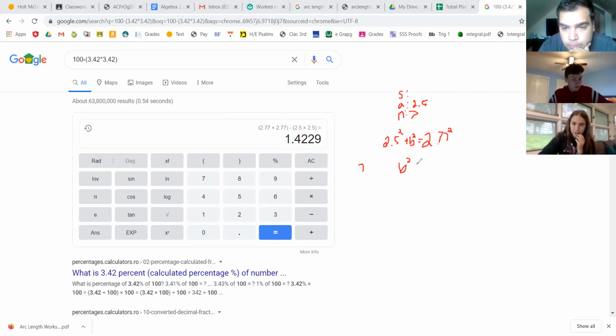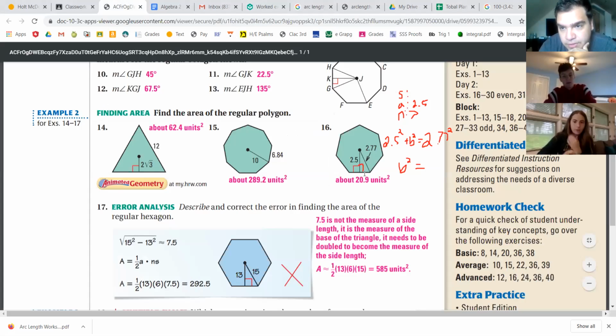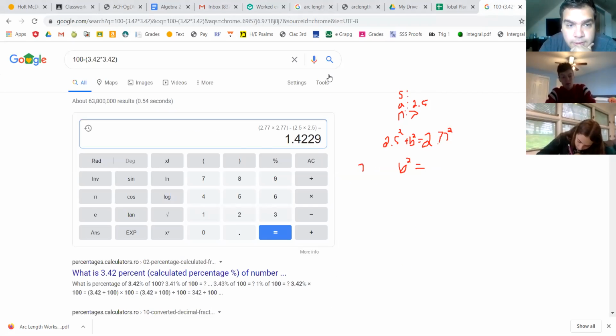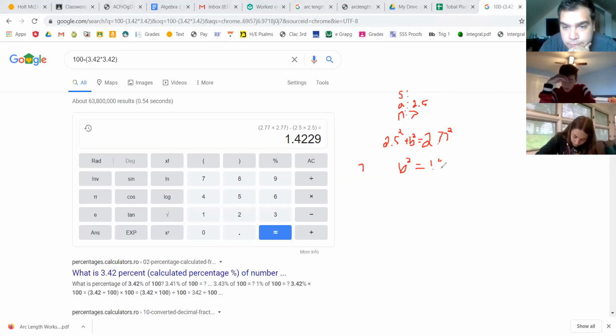Wait, what was the c squared? 2.77. It was the radius of the shape, but you could tell it's the hypotenuse because it's the one that's across the right angle. Got it. So that's b squared equals 1.4229. But then we square root both sides to get the actual b.